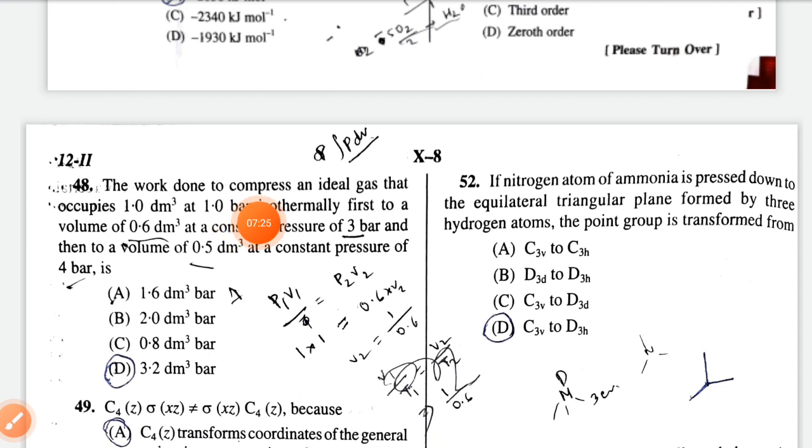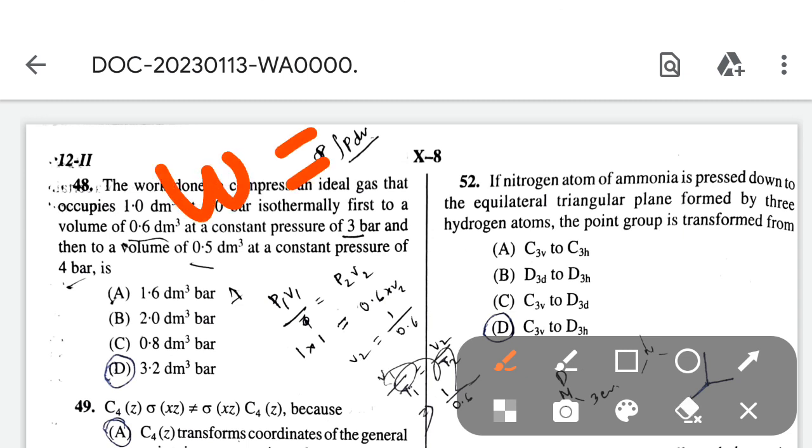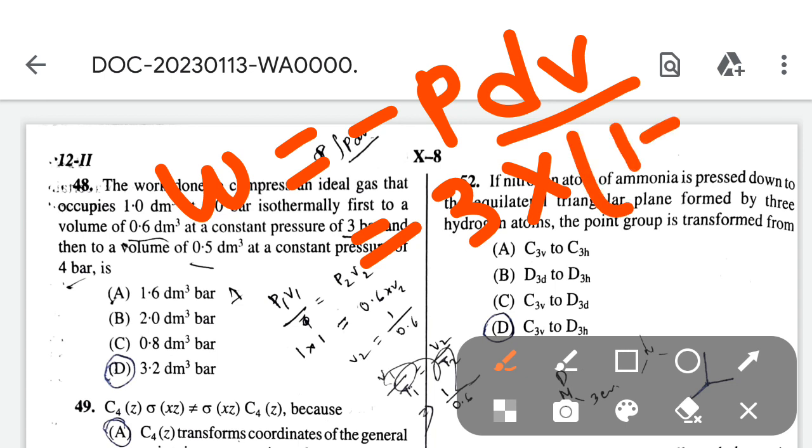Next, 48. The work done to compress an ideal gas that occupies 1 dm cube at 1 bar isothermally first to a volume of 0.6 dm cube at a constant pressure of 3 bar, and then to a volume of 0.5 dm cube at a constant pressure of 4 bar is. Here we can apply the formula W is equal to minus PdV. At first the pressure is 3 bar and the volume is 1 dm cube minus 0.6.